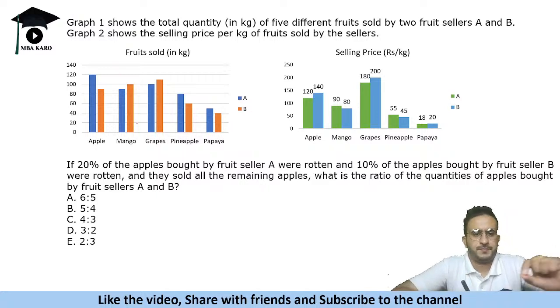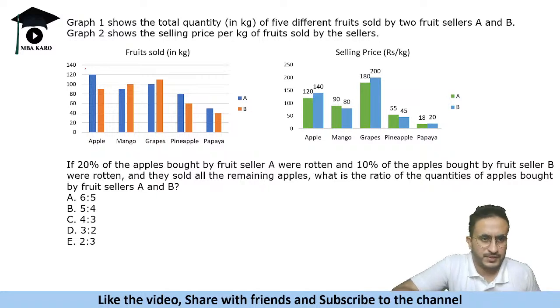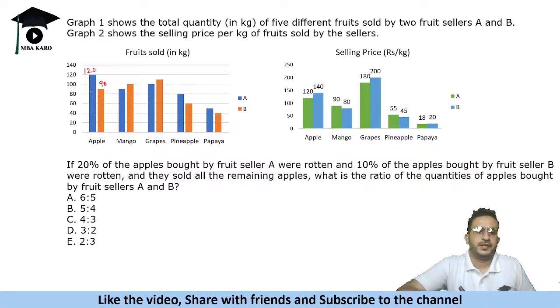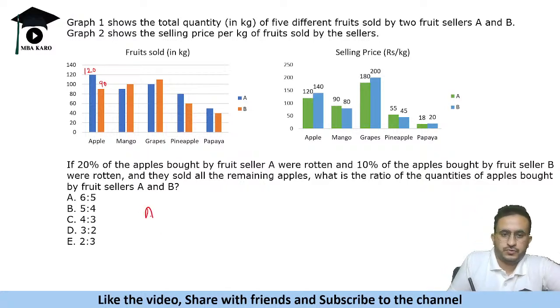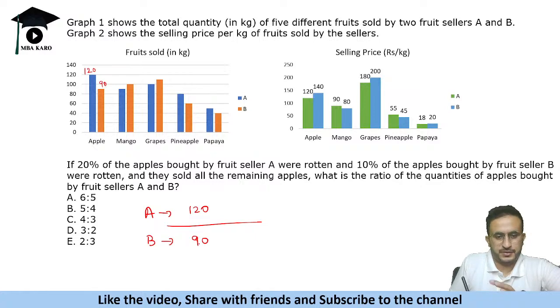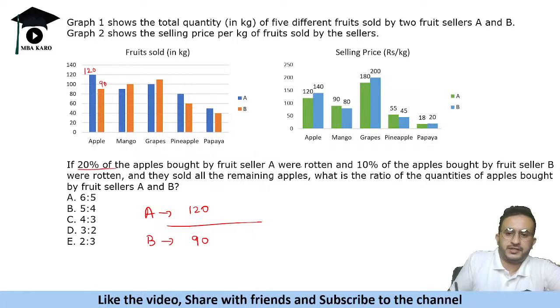So this gives the percentages of apples that were sold. Okay. So this is 120 sold and this is 90 sold. Okay. Now it says that there were some rotten also. Okay, and they sold the remaining ones. So seller A and seller B, 120 was sold, 90 was sold. Okay. Now 20% were rotten. 20% rotten means 1/5 rotten. 1/5 rotten means 4 by 5th sold.